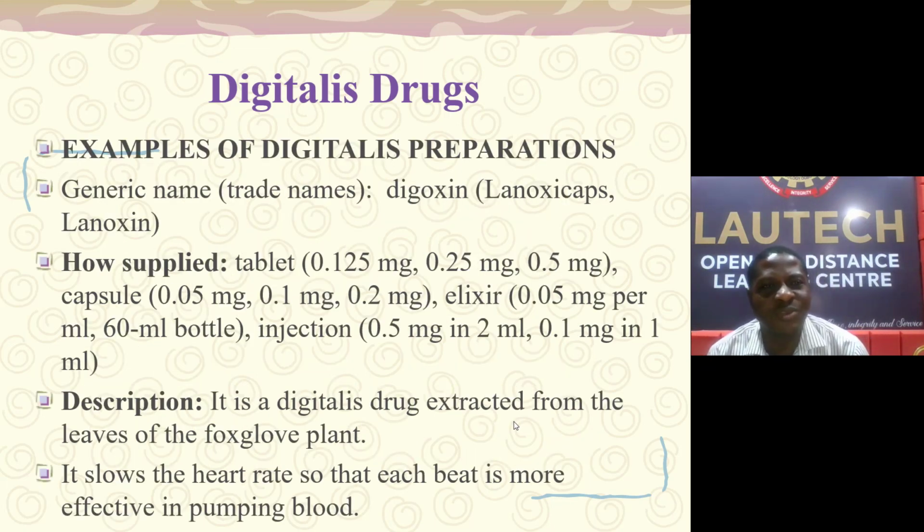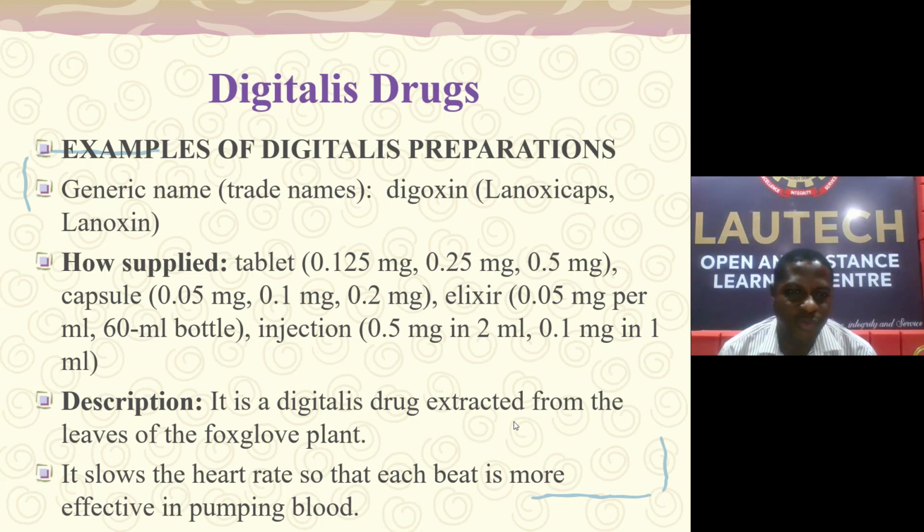So we want to begin to look at some examples of digitalis preparations. Number one is digoxin, and you can find this under these trade names: Lanoxicaps and Lanoxin. These are supplied in tablet form, elixir, capsule, and injection. In tablet form, you can find them in 0.125 milligram, 0.25 milligram, and 0.5 milligram.